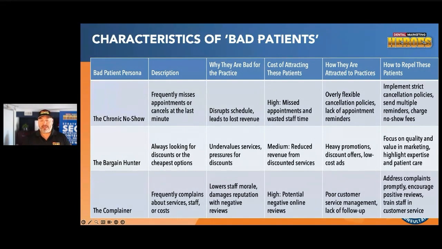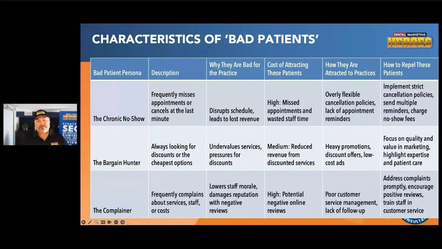And as you've seen in past webinars that I've done on reviews and reputation management, online reviews have significant power today. So how are they attracted to your practice? Poor customer service management, lack of follow-up, sometimes poor screening, right? Why are you coming to our practice? What was your most recent experience with your most recent dentist? If they talk about complaining, you got to navigate this really smartly.